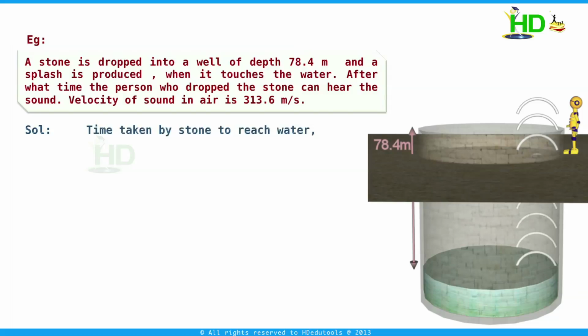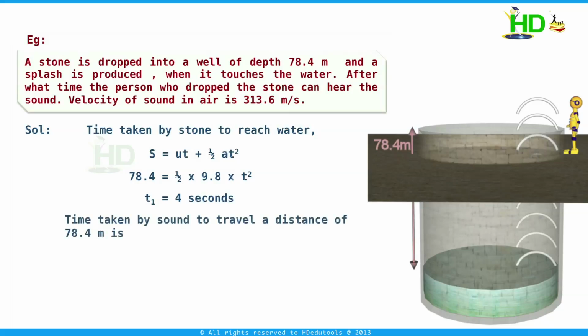Now the time taken by the stone to reach water. It is a freely falling body. This we can find using the equation S is equal to ut plus half at square. In this case, S is 78.4 meters, u is 0, a is acceleration due to gravity, that is 9.8 meters per second square. Substituting these values, we get 78.4 is equal to 1 by 2 into 9.8 into t square, and t1 is equivalent to 4 seconds.